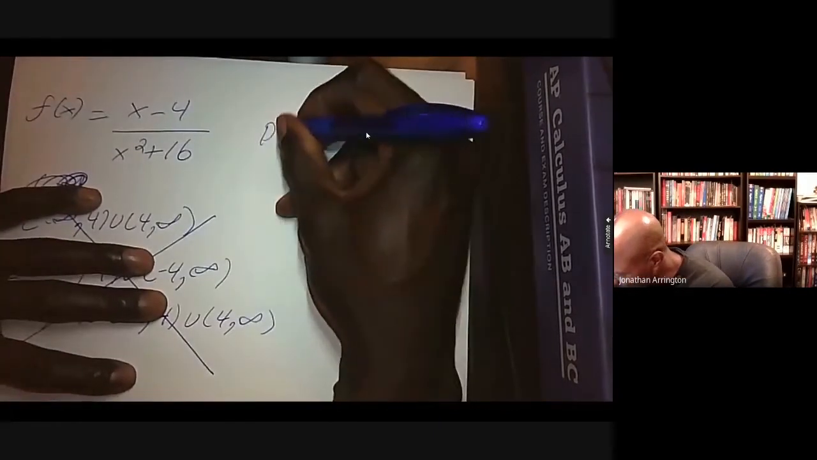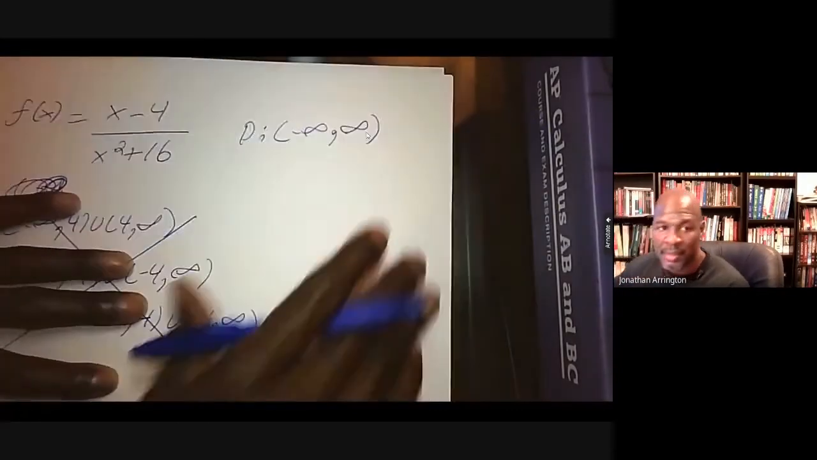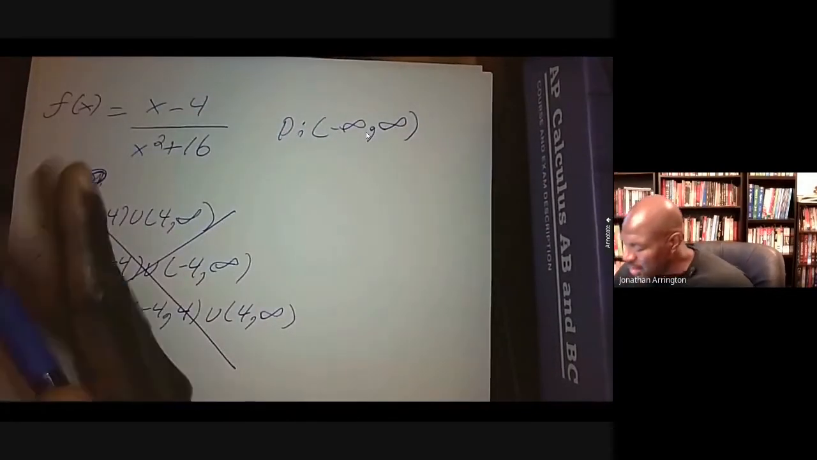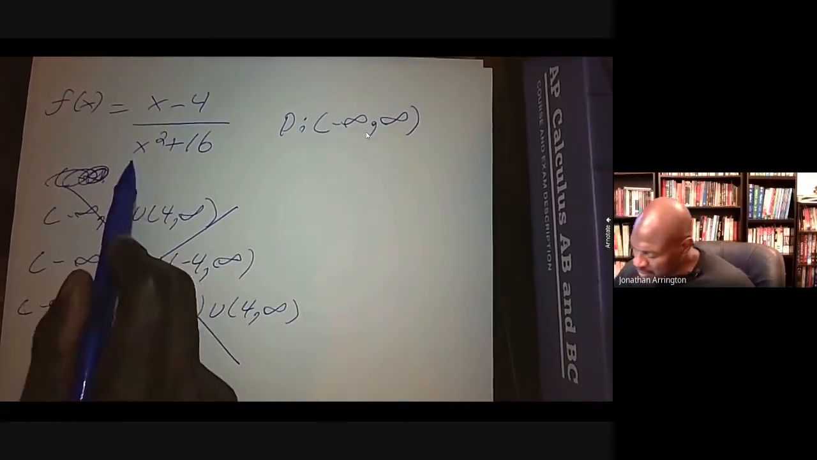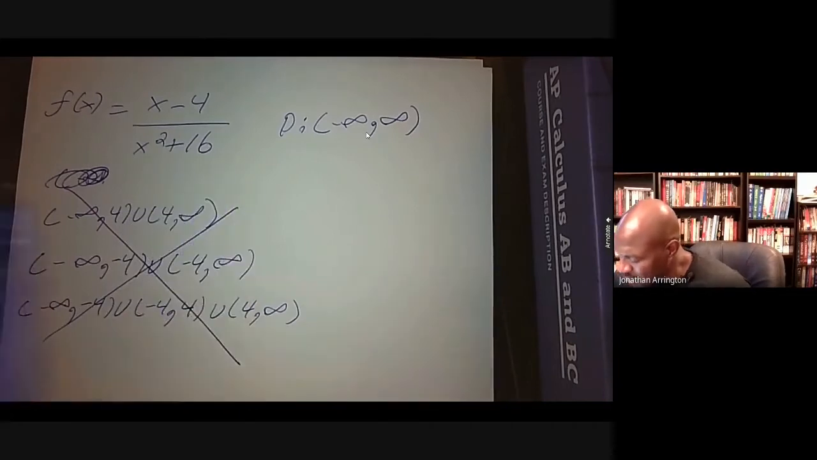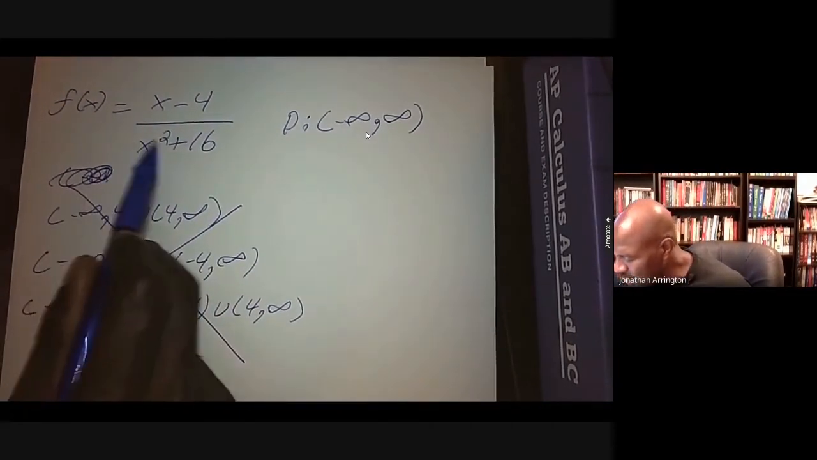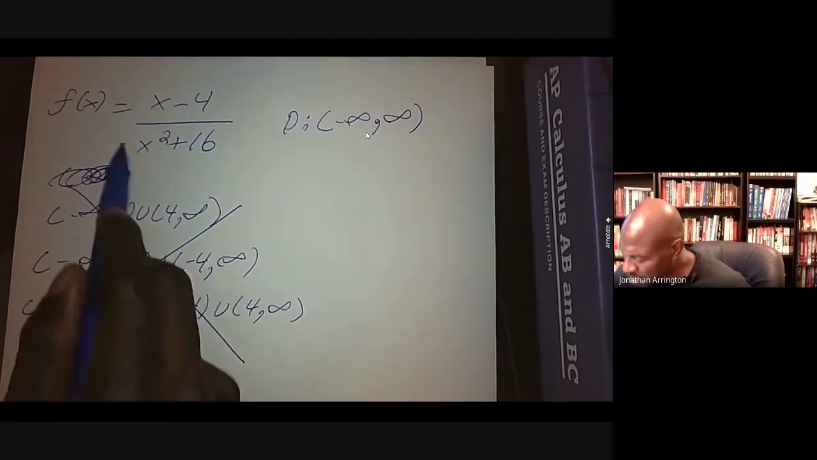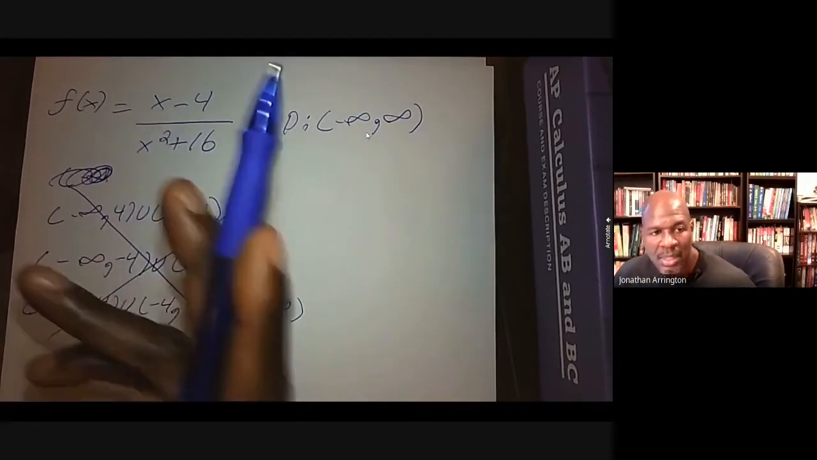Well, the domain of this function is negative infinity to infinity. It has no restrictions. It doesn't have an even radical, and there's no value of x which would make your denominator 0. Look at it. This is x squared plus a constant. We're talking about real numbers that we're plugging in. Every real number squared is positive. So a positive number plus 16 will never be 0. So there's no real value of x you can plug in that will make your denominator 0. So it'll never be 0.